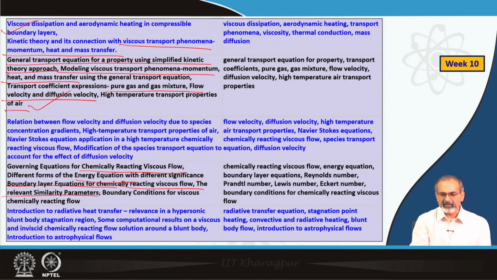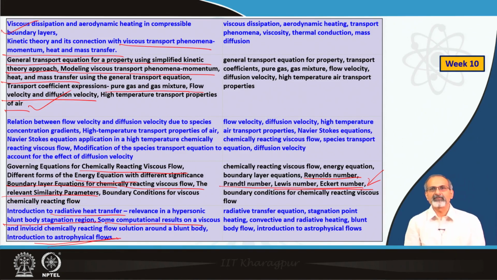Relevant similarity parameters were identified, and we found that they were Reynolds number, Prandtl number, Lewis number and Eckert number, which figured newly for reacting flows. Introduction to radiative heat transfer, which could be of paramount importance in hypersonic flows, was done, and its relevance in the blunt body stagnation region was discussed. Some computational results were also shown over here for chemically reacting flow solution around a blunt body. We also very briefly introduced astrophysical flows here.